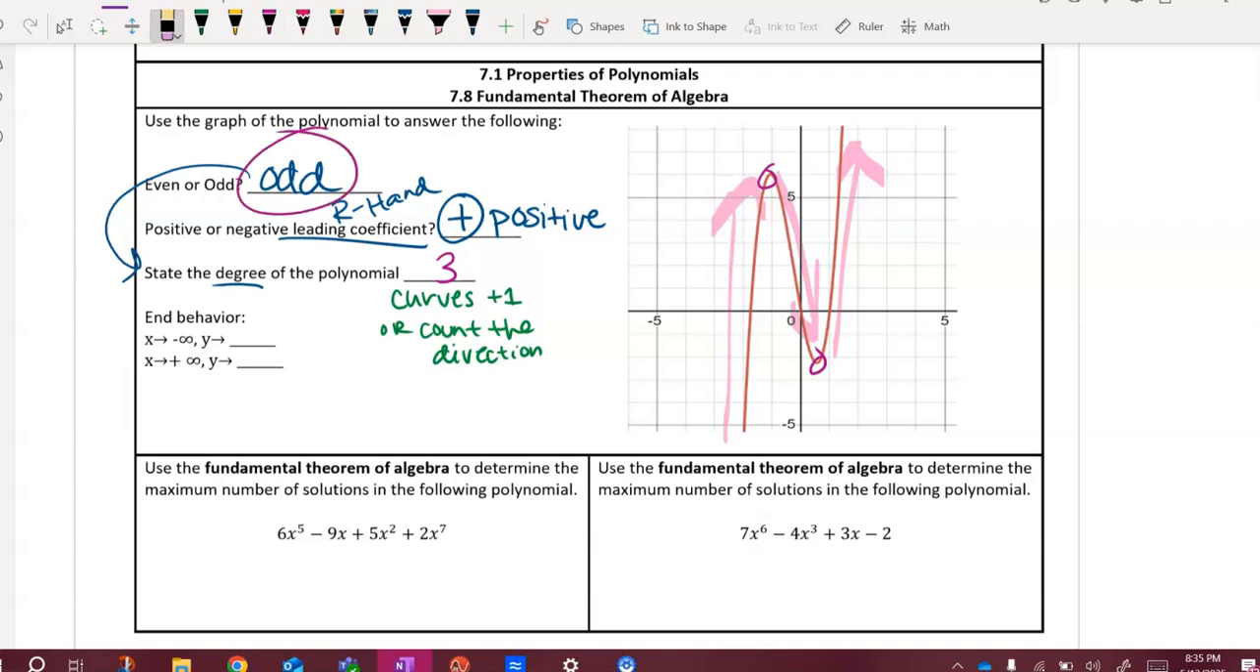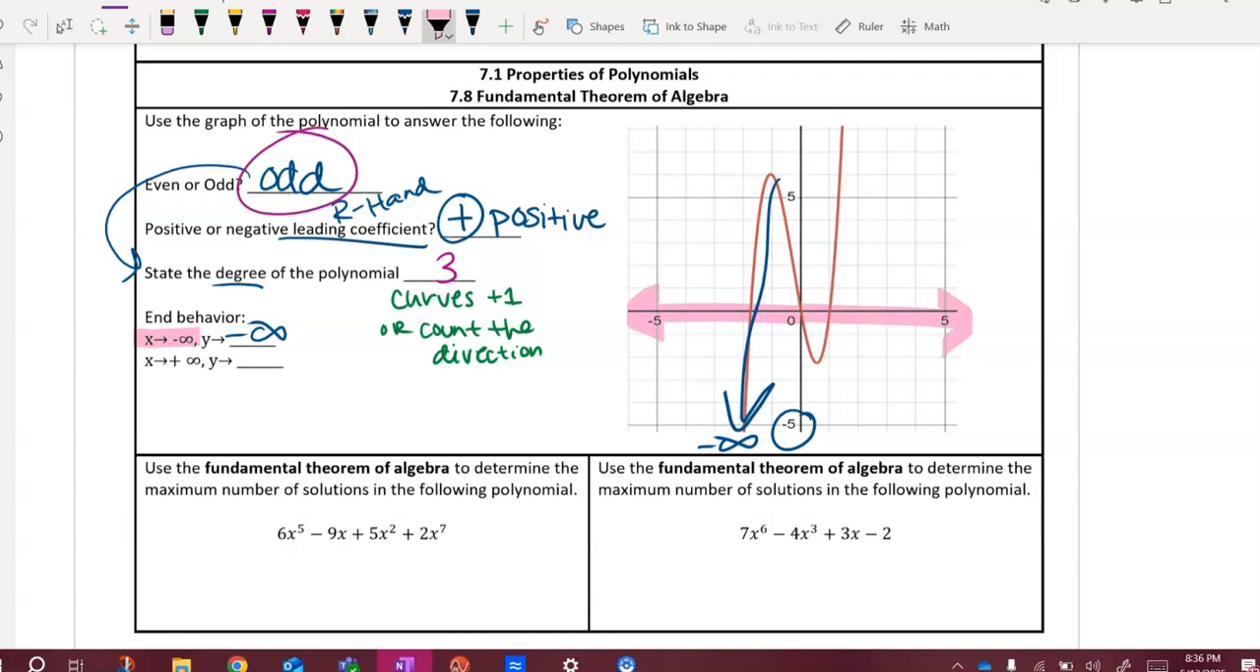End behaviors, we're looking at the end. As x approaches negative infinity, right here, to the left, where is our graph going? We look at our graph, and our graph is going down towards the negative numbers, which means it's going towards negative infinity. And as x approaches positive infinity to the right, what is our graph doing? Our graph is going up towards positive numbers, so towards positive infinity.